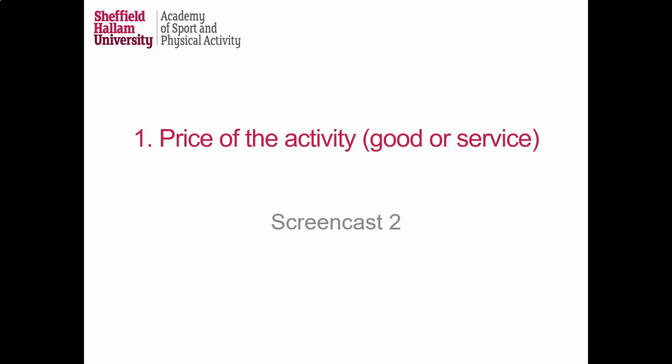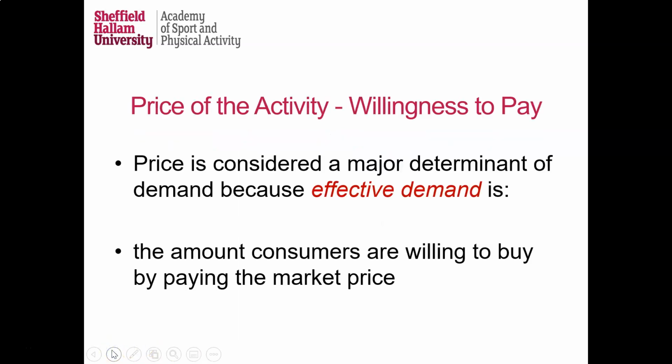So in Screencast 2, we're going to consider price of the activity, of the good or service, as a determinant of quantity demanded. When we talk about price of activity, we're talking about consumers' willingness to pay. And price is considered a major determinant of demand because effective demand is the amount consumers are willing to buy by paying the market price.